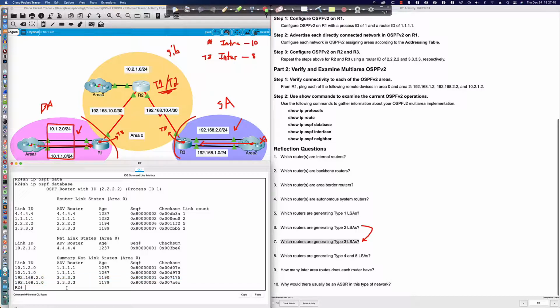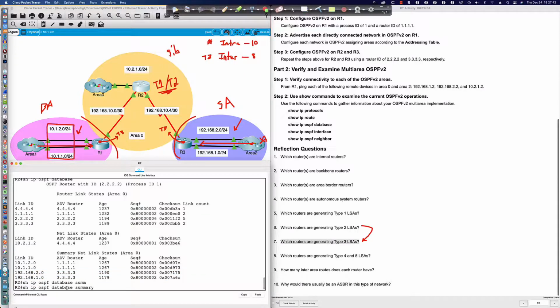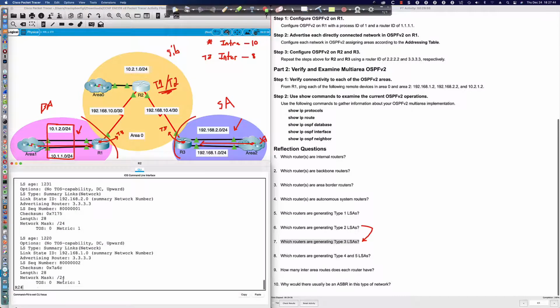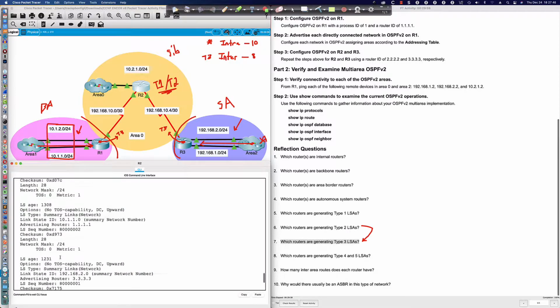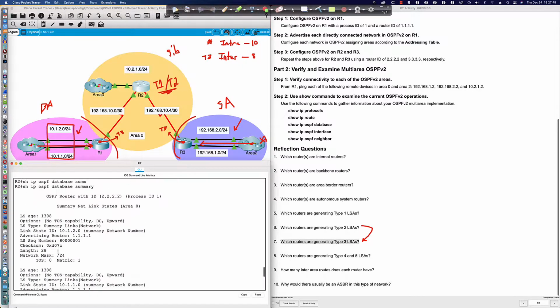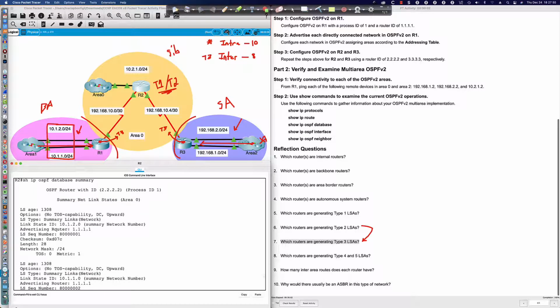Let's dig deeper. Show IP OSPF database summary. What do we see? Let's just dump all of it out here, and we'll scoot back up to the top. We're going to have, again, 4 entries here. Here is the advertising router. And so this is how routers in area 0 know how to get to this network. Again, remember, they're looking for the router ID, and then they're going to find that router ID in their shortest path tree, in their graph.